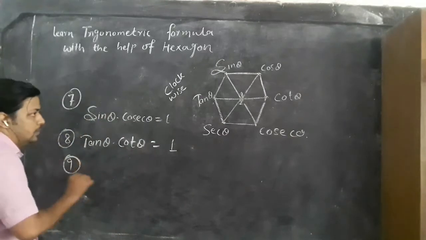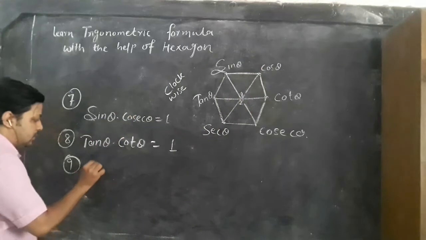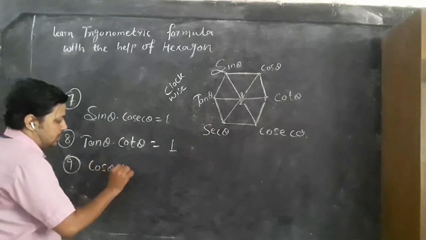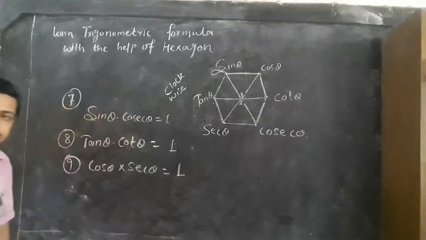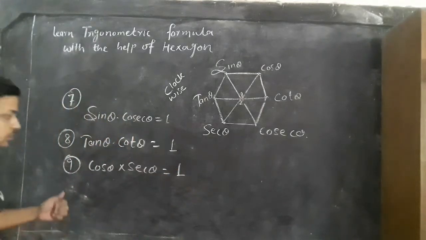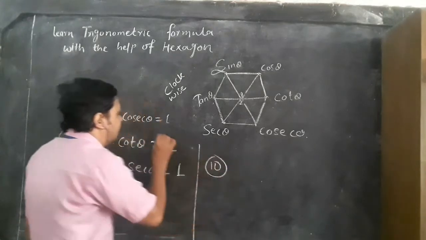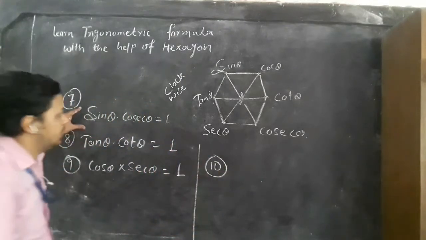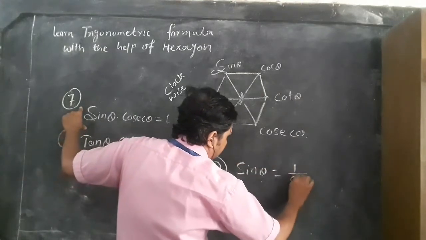Now, sec theta into cos theta, or cos theta into sec theta, is equal to 1. And these are the things. You can also say that sin theta is equal to 1 by cosec theta.